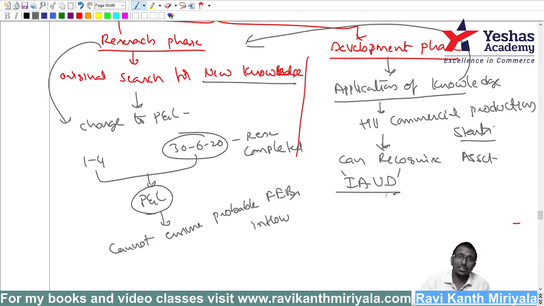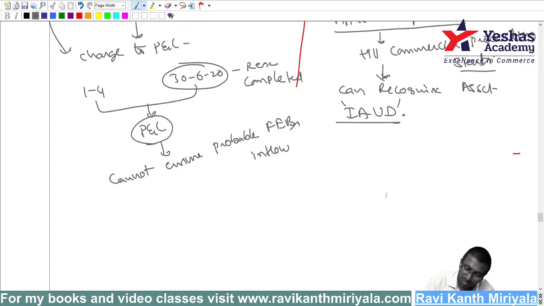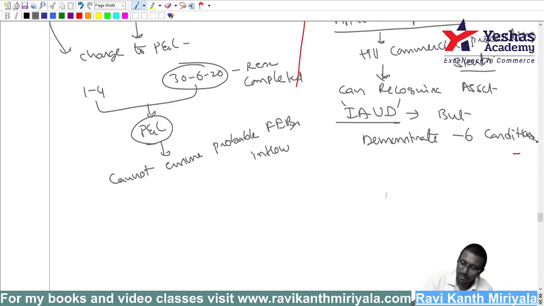Have you seen it in the balance sheet format? Intangible asset under development. Sir, can we recognize it? Yes, but management has to demonstrate 6 conditions. If you demonstrate that all the 6 conditions are satisfied, then you take it to the balance sheet as an asset. Sir, if I can't demonstrate? Charge to P&L. That's it. Got it?